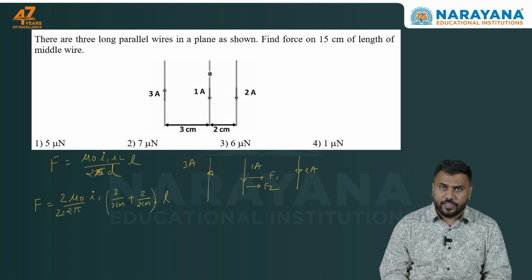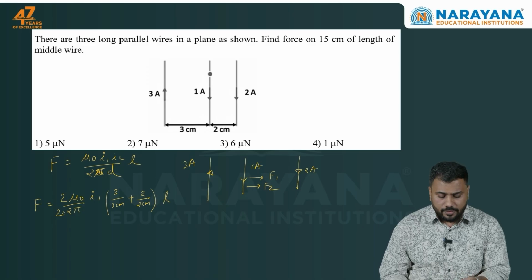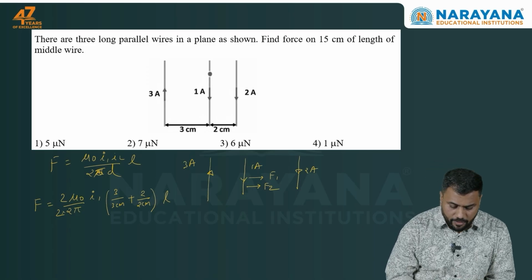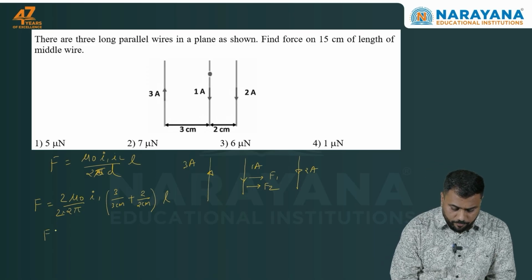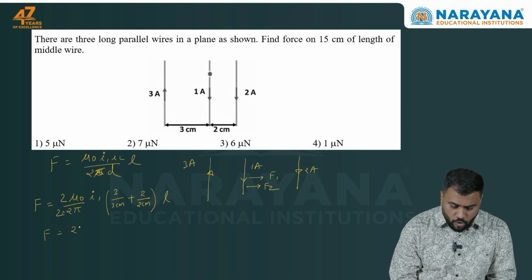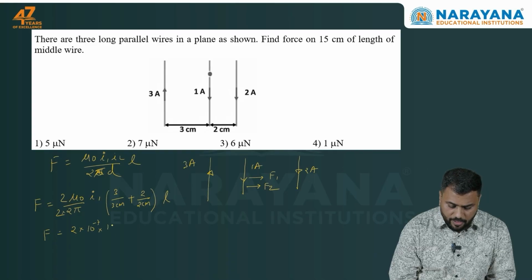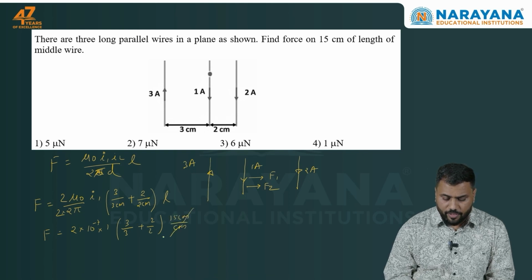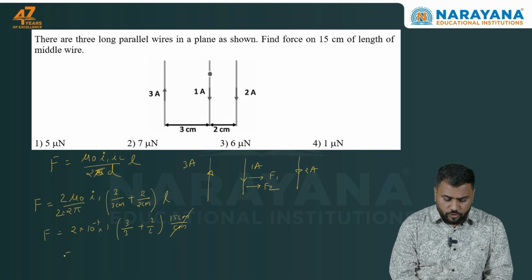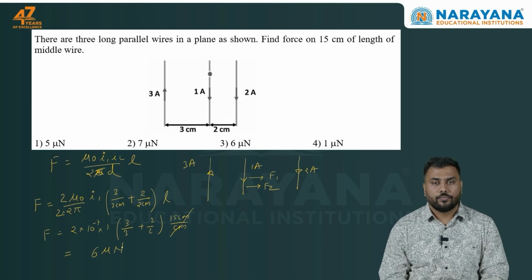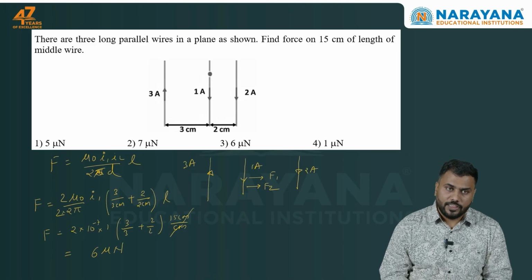Just put the value of centimeter as 10 power minus 2 meter, and we can substitute L as 15 centimeter. So the value of this expression 2 mu naught by 4 pi I am going to write as 10 power minus 7. Current in the middle wire is 1 ampere. This will be 3 by 3 plus 2 by 2. Centimeter I am taking common, so 15 centimeter by centimeter, this will get cancelled. If you solve this expression, we are getting 6 micronewton. So the answer of this question is 6 micronewton.